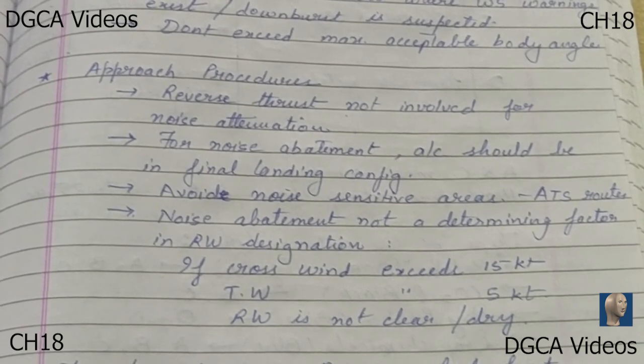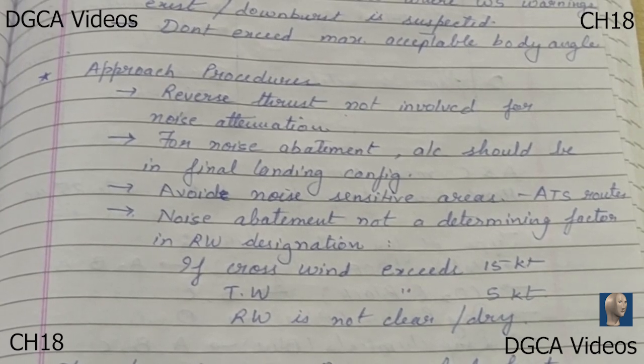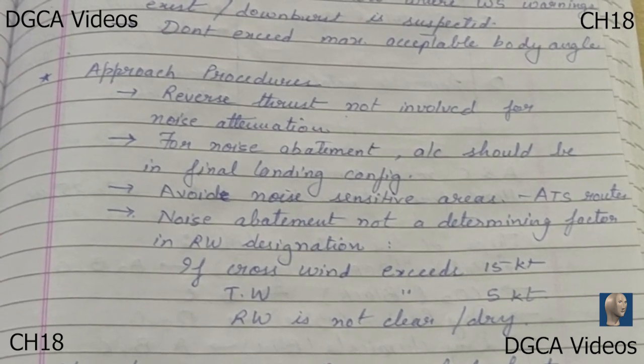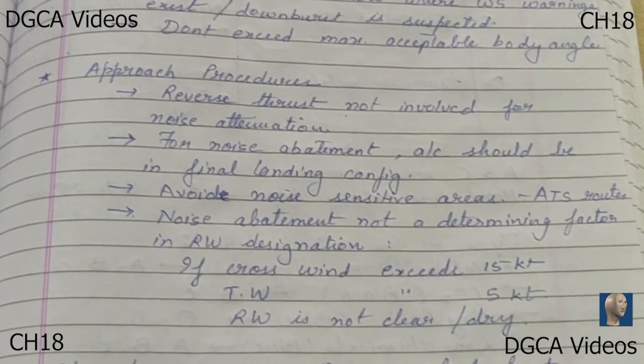So then only can the noise abatement procedures be carried out. And then noise preferential routes are followed. The ATS routes are formed in such a manner that they do not disturb the surrounding area. So to avoid the noise sensitive areas, the ATS routes are formed, keeping that in mind.